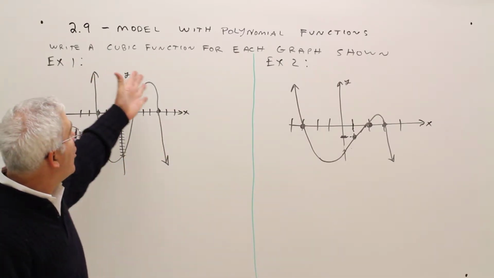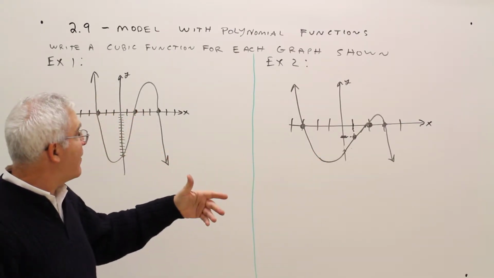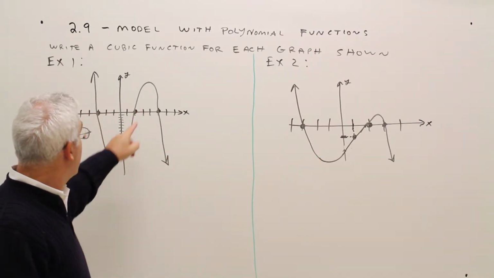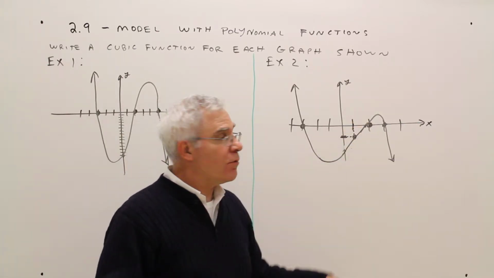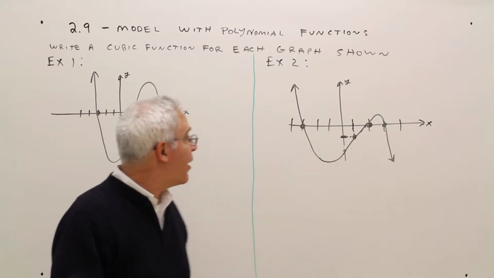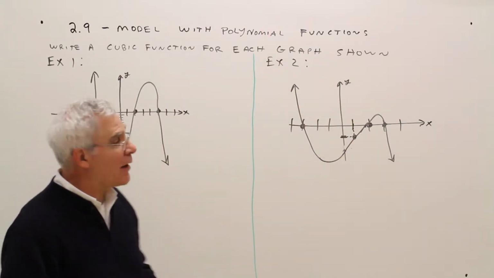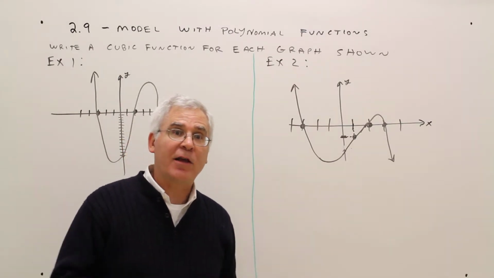So we're to write a cubic function for each graph shown. Each graph is indeed a cubic function. Two turning points. Doesn't have to, but it does. It's got polynomial end behavior, going up, going down, going up, going down. Let's take a look at how to model it.